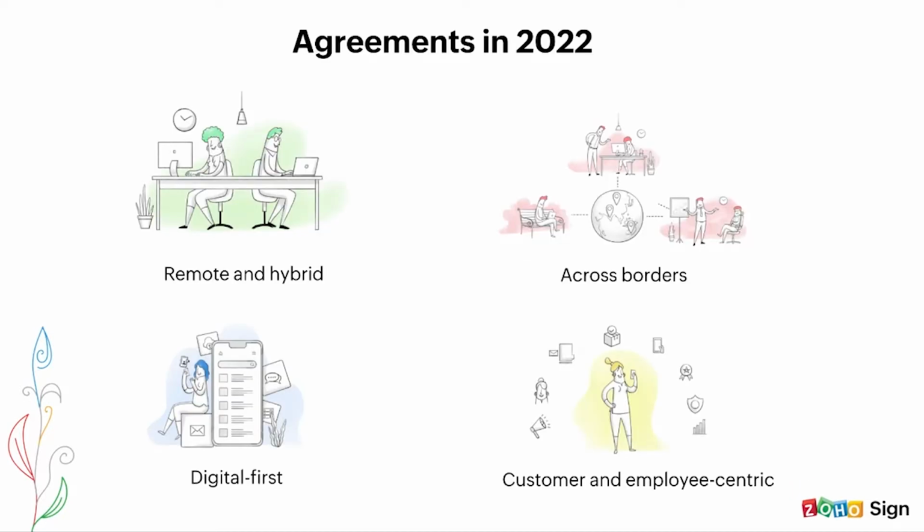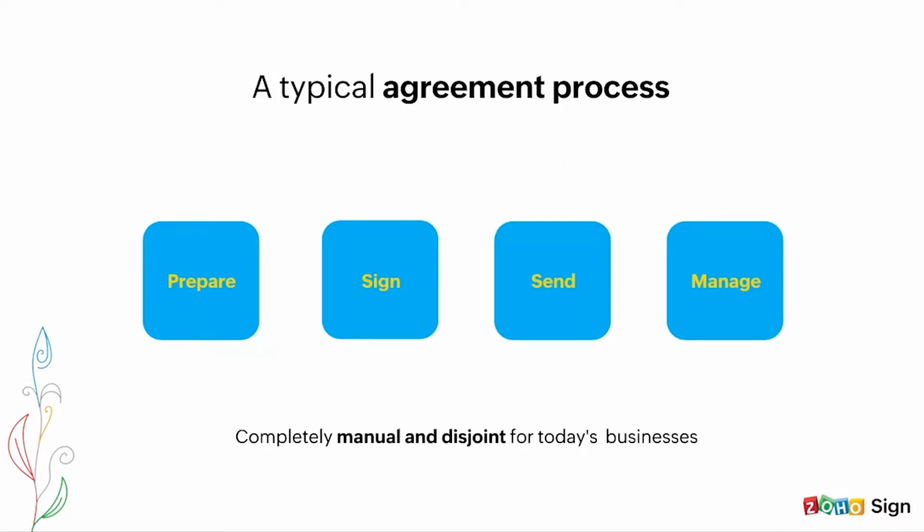So, how are agreements executed in 2022? Post the pandemic, businesses across the globe have totally transformed the way they execute their agreements. Today we all expect our agreements to be digitally executed from a mobile device, from anywhere, anytime, and across the borders. Let's go a step down and see how agreements are executed in real time.